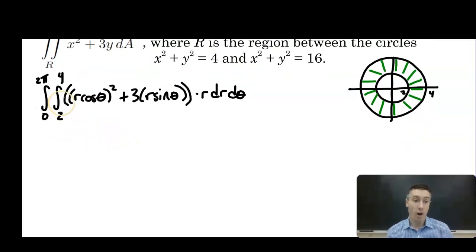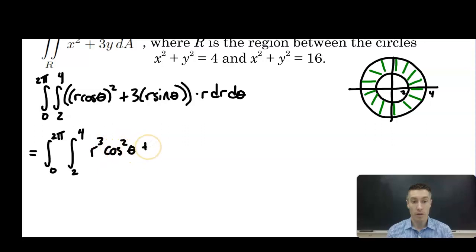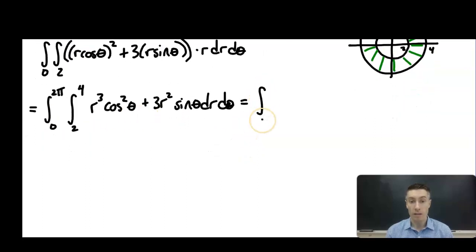Now, in this instance, our bounds are constants, but our function cannot be expressed as a product of r's and thetas, so we do not have a separable double integral. That means we have to integrate one variable at a time, which we've done plenty of, but just wanted to point out. So 0 to 2 pi, 2 to 4, so r squared times r, so we have r cubed cosine squared theta plus 3r squared sine theta dr d theta.